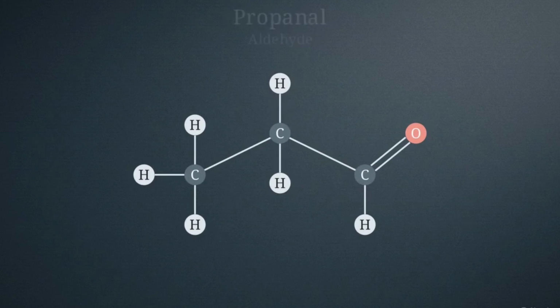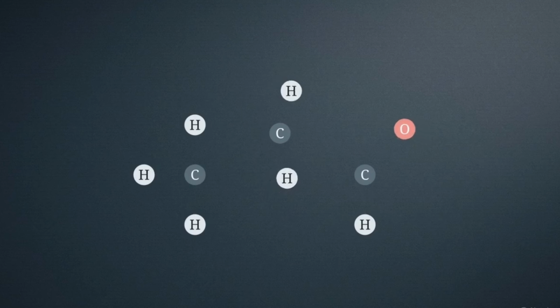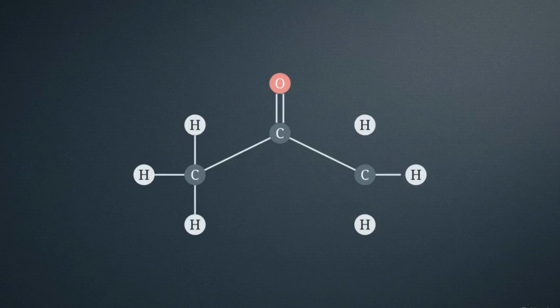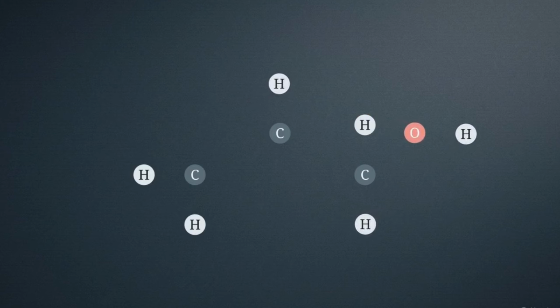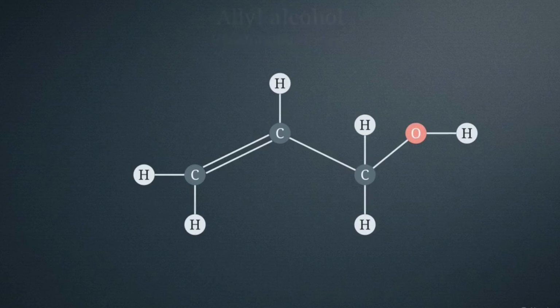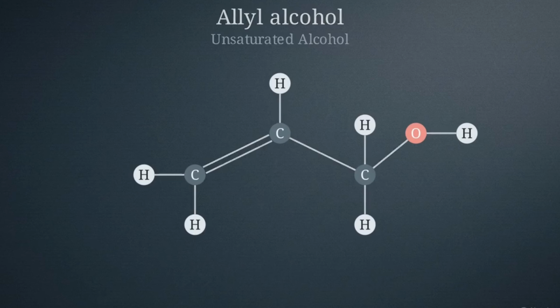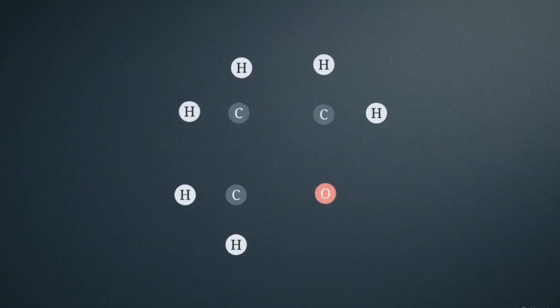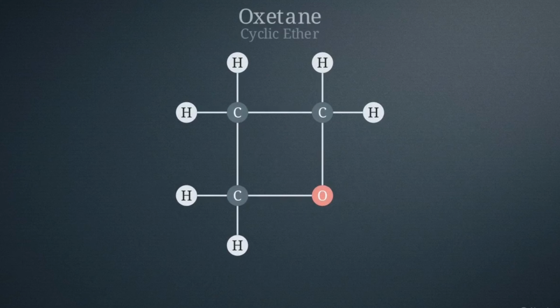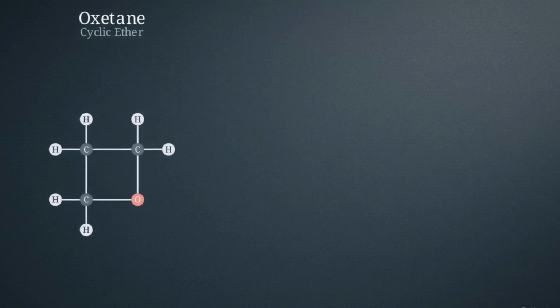Connect them linearly, placing the carbon-oxygen double bond at the end to build propanal, a highly reactive aldehyde. Shift that exact oxygen inward, bonding it to the central carbon, and the structure becomes propanone. Break the carbon-oxygen double bond, form a carbon-carbon double bond, and attach a hydroxyl group. The inventory produces allyl alcohol. Or loop the chain back on itself, trapping the oxygen in a four-membered ring to form oxetane.